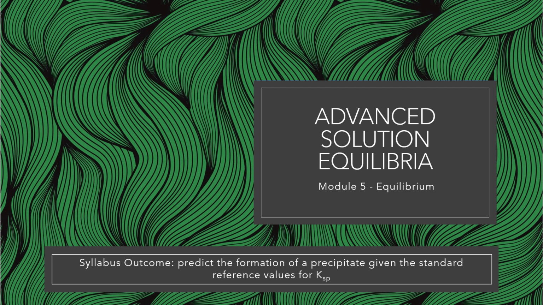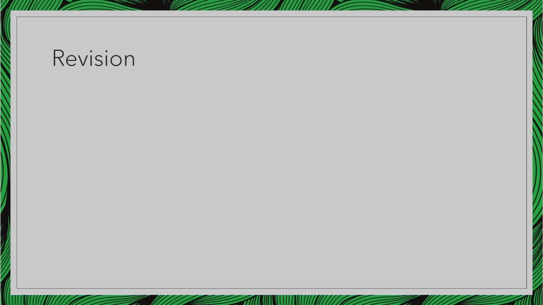Hi guys, today we're doing advanced solution equilibria. Now, our syllabus outcome is predict the formation of a precipitate given the standard reference values for KSP. Now, just some revision questions. Do them in your book first, pause the video until you've done them, then come back for the answers.